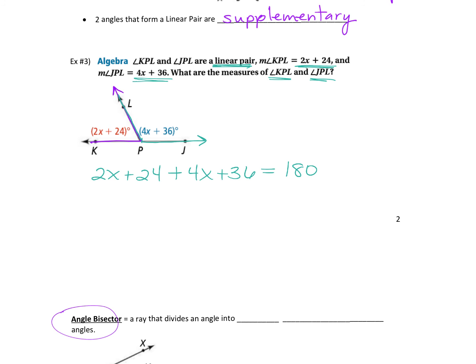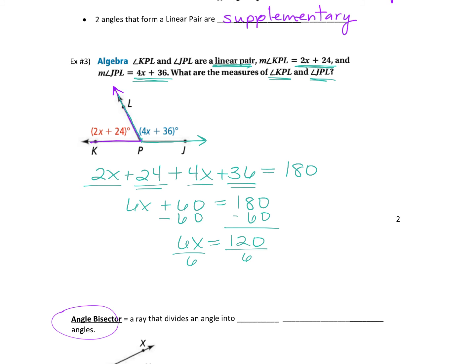So from here, 2x plus 4x is 6x. 24 plus 36 is 60, equals 180. Now we take away the 60 and we get 6x equals 120. And then we divide by 6. So x is 120 divided by 6, which is 20.